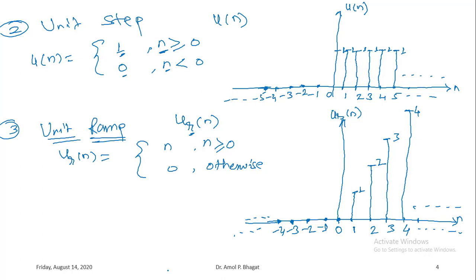Now the fourth one is the exponential signal. This signal can be denoted as a function of n: x of n is equal to a to the power n, where this small a can be any real number, right?